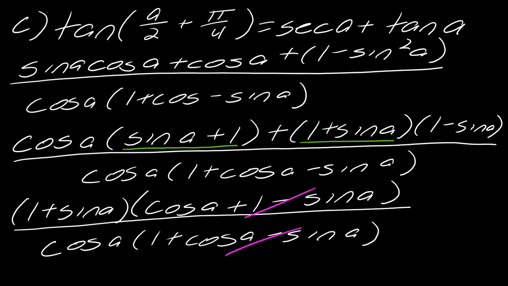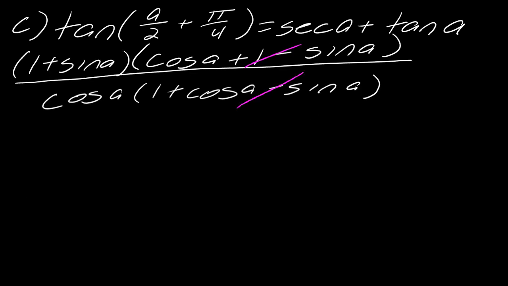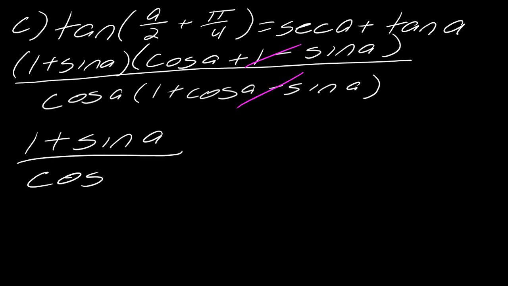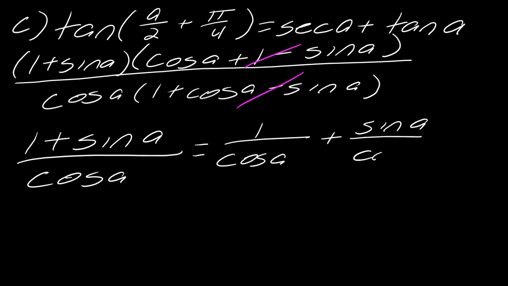So, okay, I can cancel those out. Cool. All right. So now what am I left with? Now I'm left with 1 plus sine A over cosine A. Oh my god, this is going to work. All right, so 1 over cosine A plus sine A over cosine A. That equals what we wanted it to equal. Oh yeah, that was a really hard one.